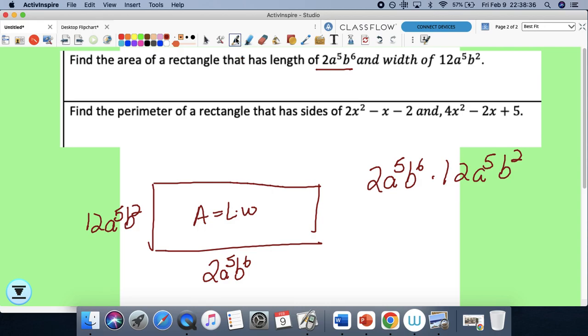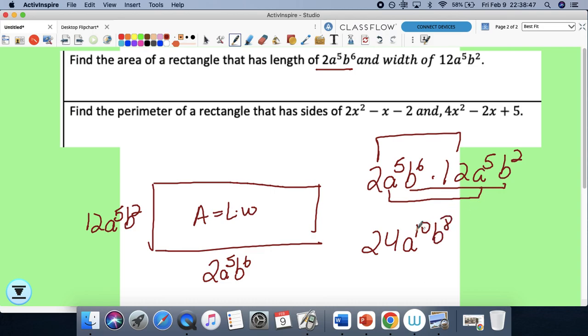Well, coefficient times coefficient. 2 times 12 is 24. The a's, a to the 5th times a to the 5th is a to the 10th. And b to the 6th times b to the 2nd is b to the 8th. So the area of this particular rectangle is this much units squared.